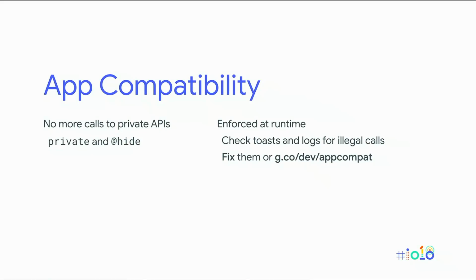It might be toast or it might be logs when you make an illegal call. For some of these APIs, we need to hear from you that you need those APIs for your application to keep working. Sometimes it's just an oversight. We didn't make the API public, it's just because we didn't think about it. So please go to this URL and let us know if there's an API that you think should be made public. We might say yes, we might also say no.